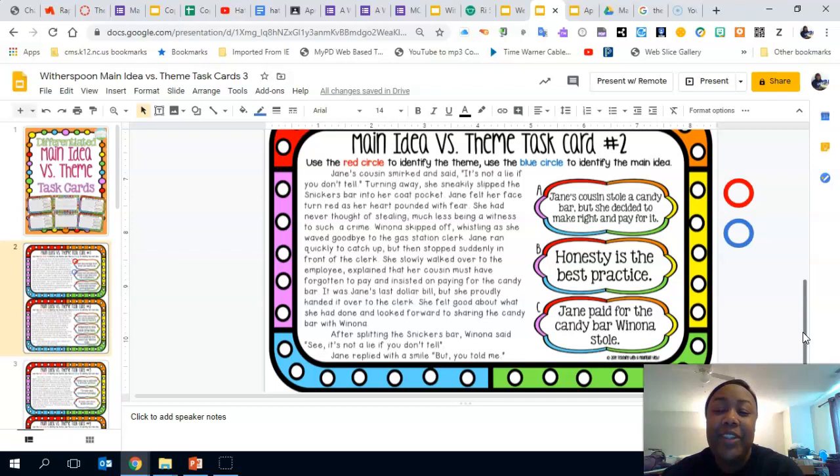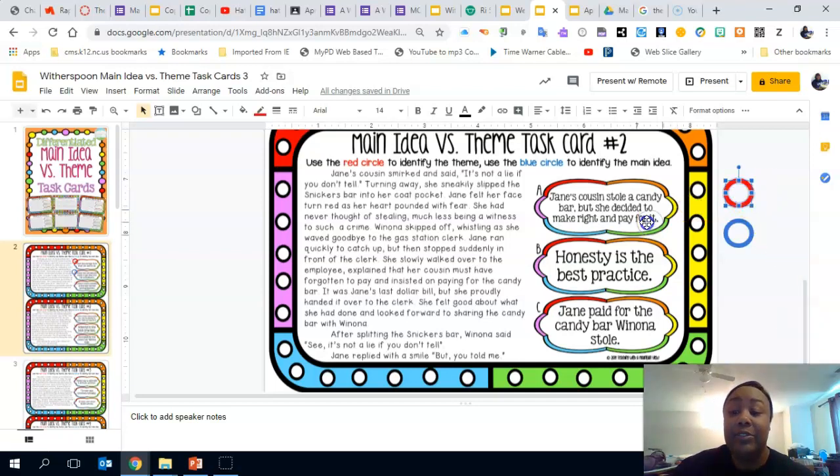Love it, love it, love it. So, theme. What can we apply from this story to life? Jane's cousin stole a candy bar. I can stop right there because it mentioned the character's name. I learned that the theme is something that I can apply to life, not about Jane. Honesty is the best policy. So that means that if something happened, telling the truth will get me further. I like that. Jane paid for the candy bar. I can stop right there because again, it's talking about the character in the story.